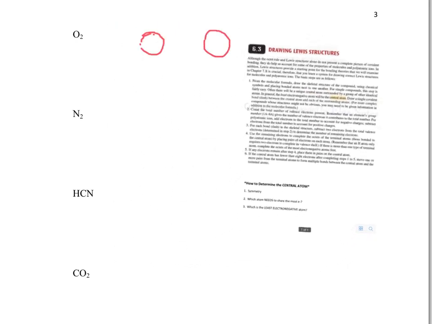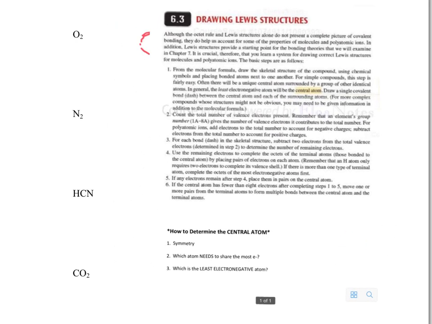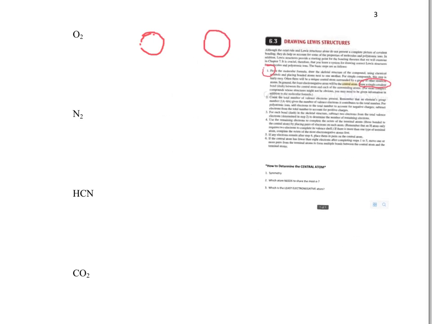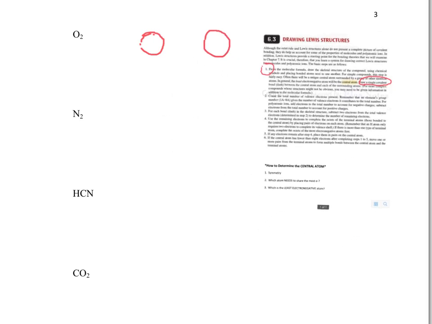All right. Step number 1, we've got the skeletal structure, just the 2 atoms right next to one another. And then we're going to draw a single covalent bond. This is all in step 1. Draw a single covalent bond between the 2 atoms. So I'll draw a single covalent bond between my 2 oxygens.